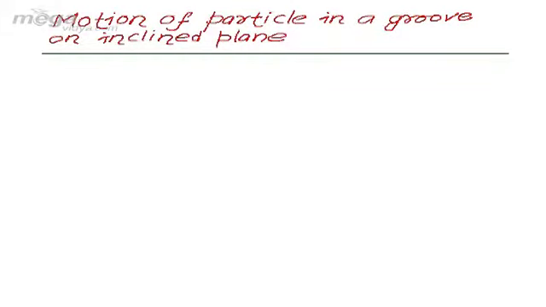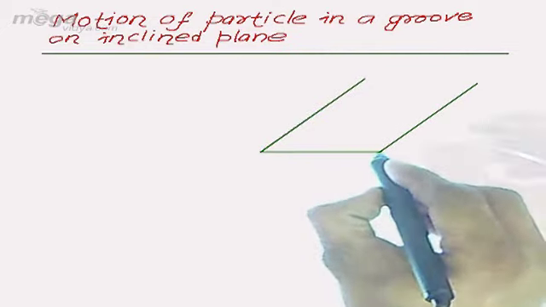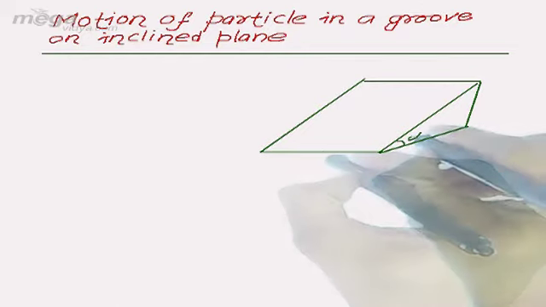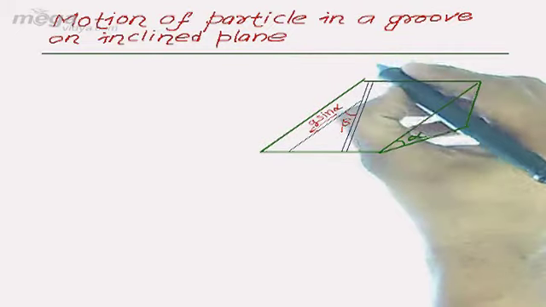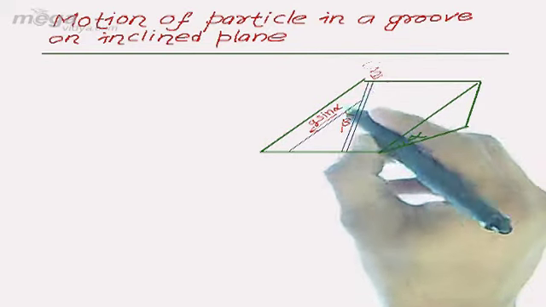This time we are going to discuss motion of a particle in a groove made on an inclined plane. Just consider the situation I am drawing here. We have an inclined plane of inclination, say alpha. This is the line of greatest slope over this incline. Say a groove is made on this incline at angle beta with the line of greatest slope.